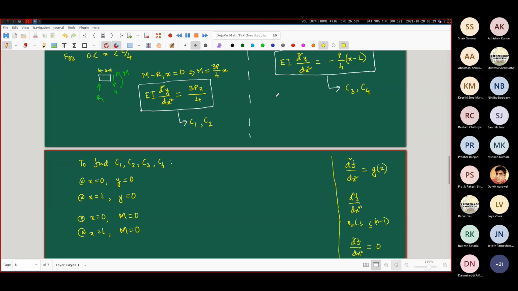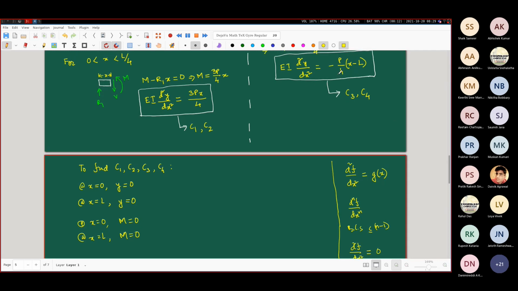Similarly, for the region between L by 4 and L, this is the governing differential equation. So you substitute x equal to L here. This is equal to 0 on the right hand side. On the left hand side, you have the expression for the bending moment. So this expression is identically valid. These two conditions, m equal to 0, are identically satisfied by whatever you have. So you're not getting anything regarding the values of C1, C2, C3 and C4.